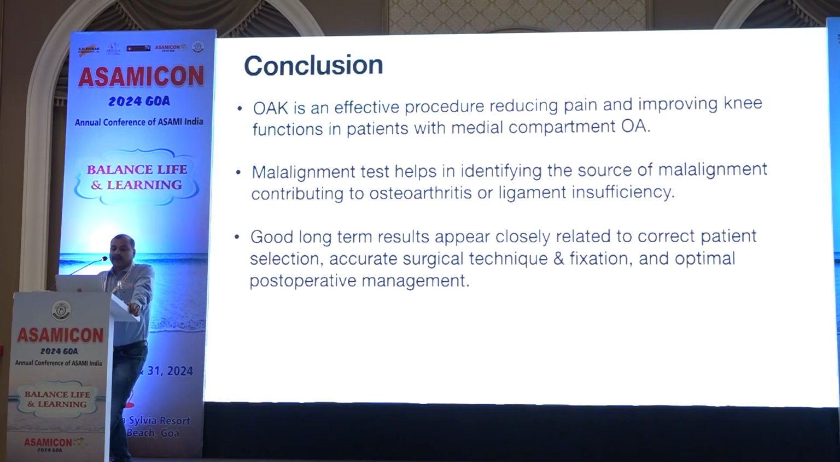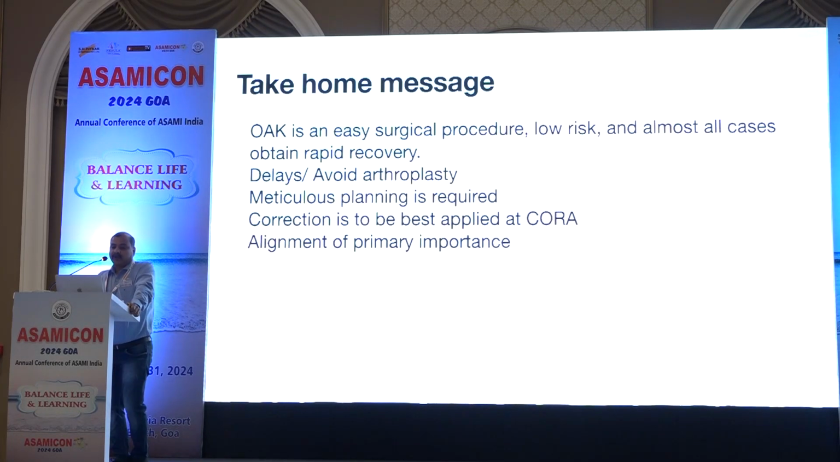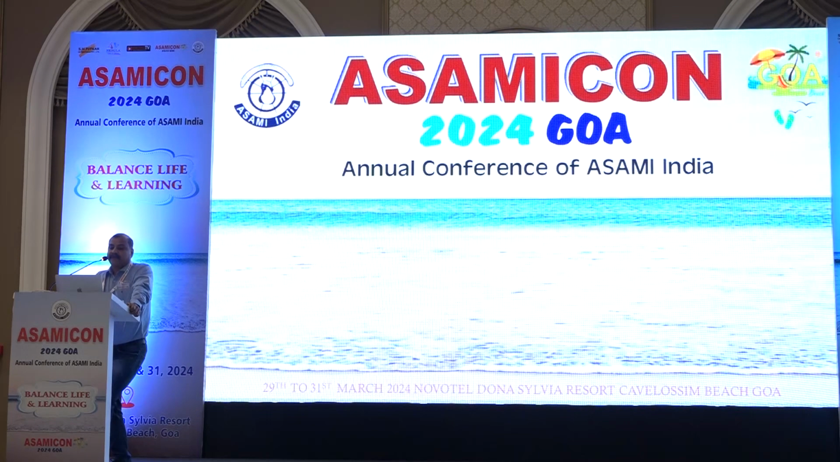So, the take home message is that osteotomy around the knee is an easy surgical procedure with low risk, and almost all cases obtain rapid recovery, delay, and avoid arthroplasty. Meticulous planning is required, and correction is to be done at the CORA, and alignment is of primary importance. Thank you.